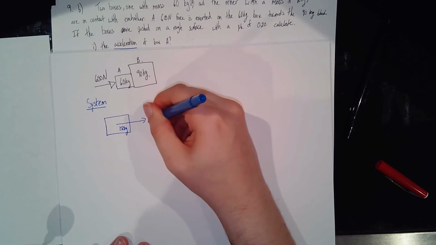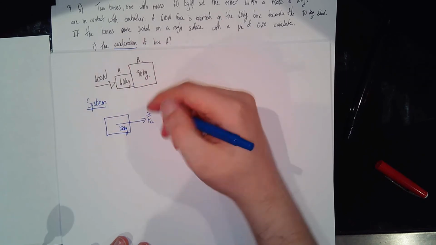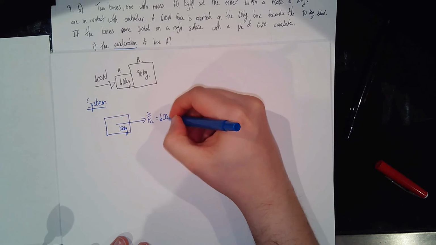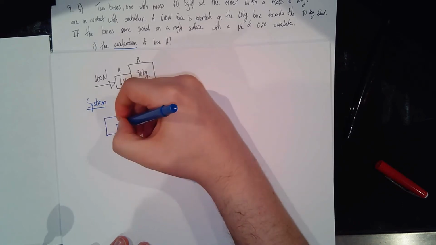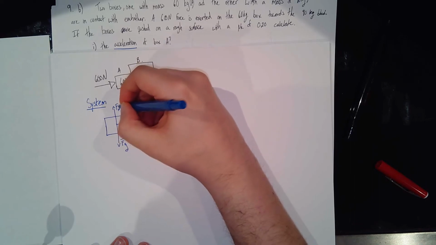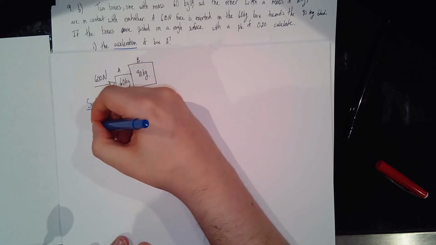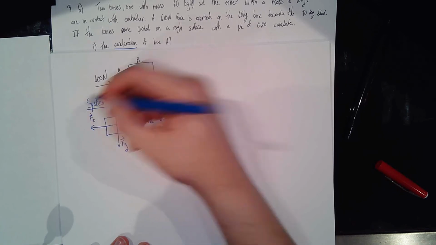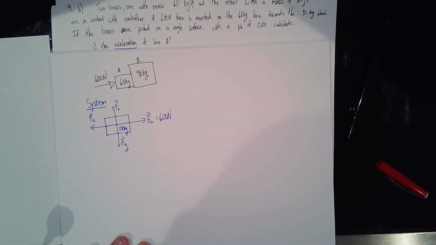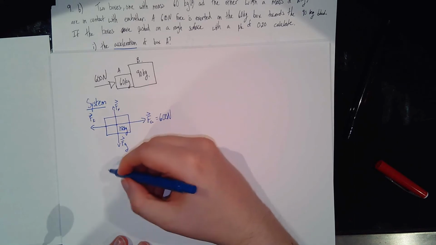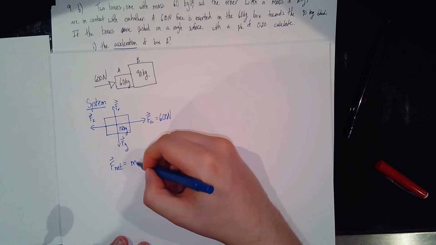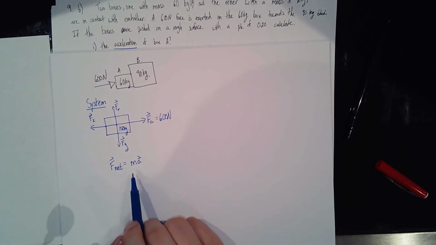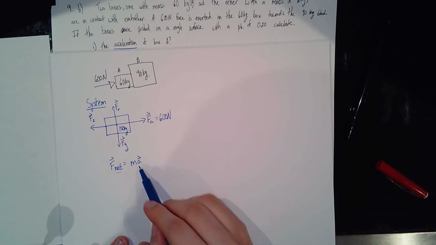This applied force is applied to the whole system. So we have a 600 Newton force. We have a force of gravity downwards, a normal force upwards, and we have our force of kinetic friction coming out backwards. Our goal is to find the acceleration of the system, and so we're going to have to use Newton's second law. We'll be solving this for the acceleration.